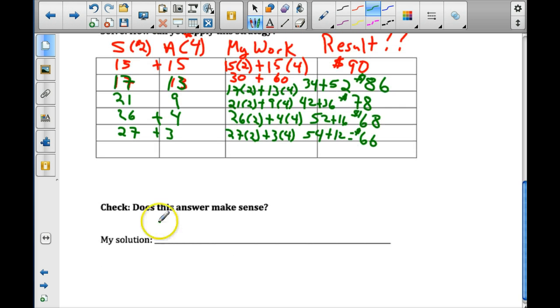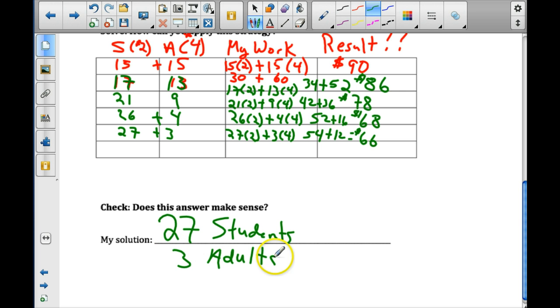Okay, so let's take my solution. 27 students and those poor 3 adults that got to watch all those kids. 3 adults. Okay, we got a 9-to-1 ratio there of students to adults. It adds up to 30 tickets, and the money makes $66. This is the one and only answer to this problem.